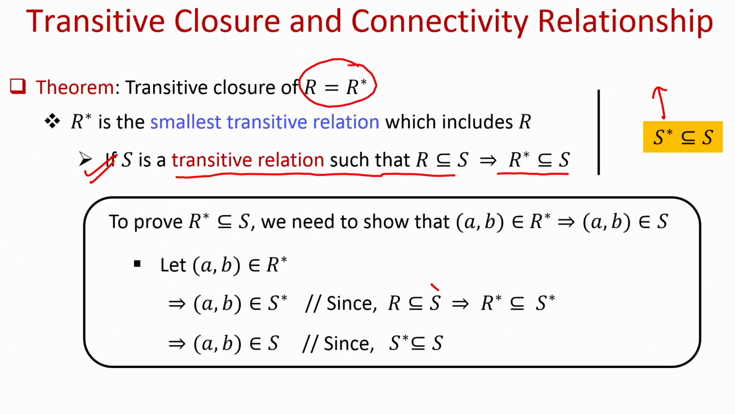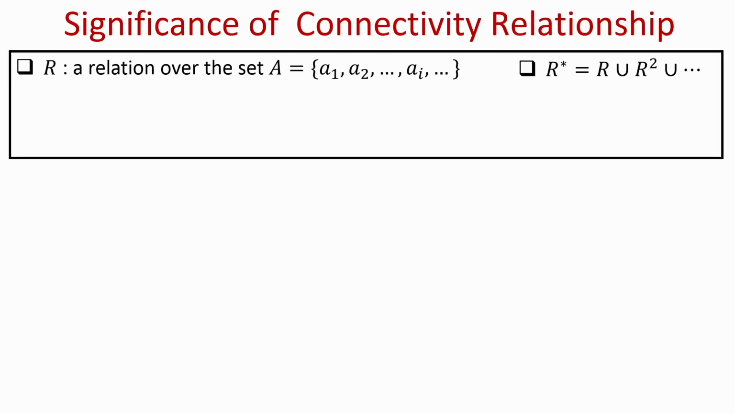So, this is a very important theorem which we have proved now, and the theorem is that the transitive closure of the relation is nothing but its connectivity relation. This connectivity relation has got significance here. So, let me show its significance.